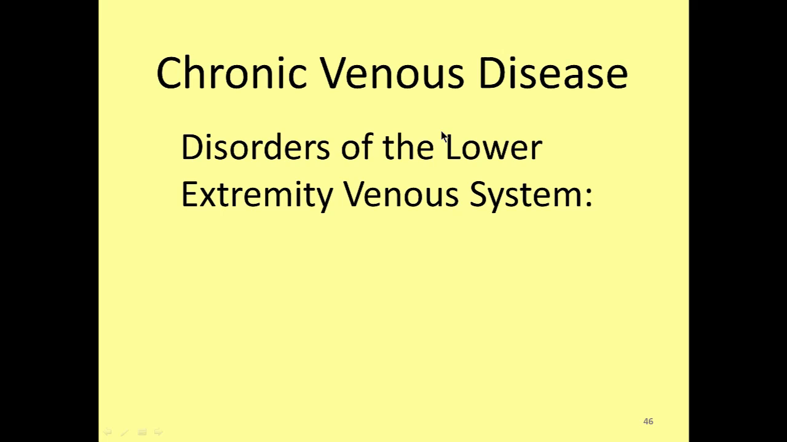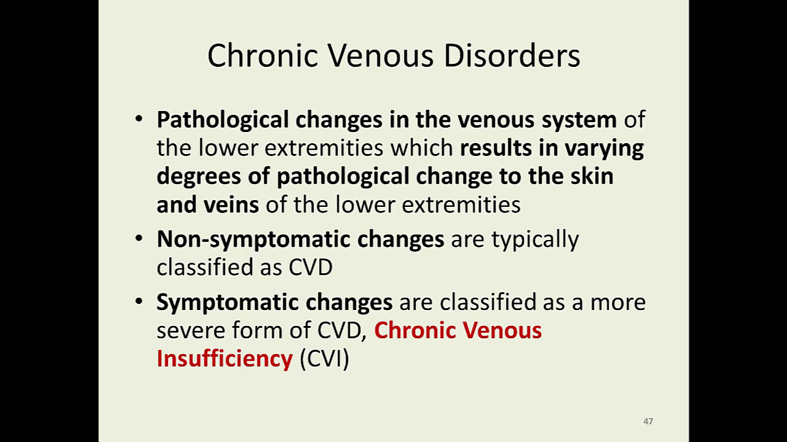Nice cartoon on that. Okay, so now let's talk about chronic venous disease. So chronic venous disease, what the heck is it? It's a pathological change in the venous system of the lower extremities which results in varying degrees of pathological change to the skin and veins of the lower extremity. In other words, something's gone awry with that beautiful system that we just talked about.